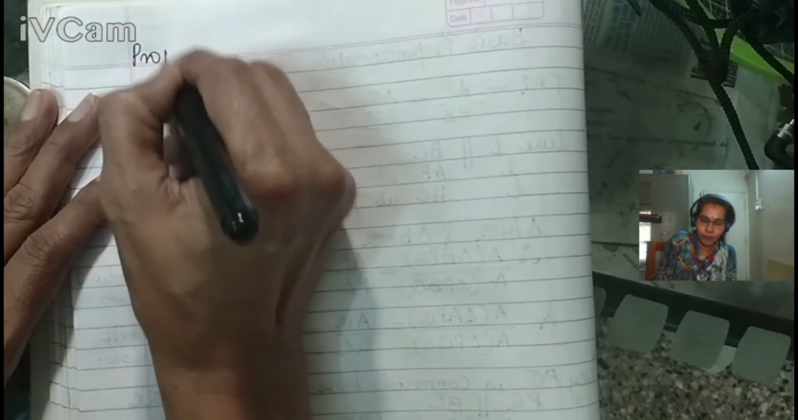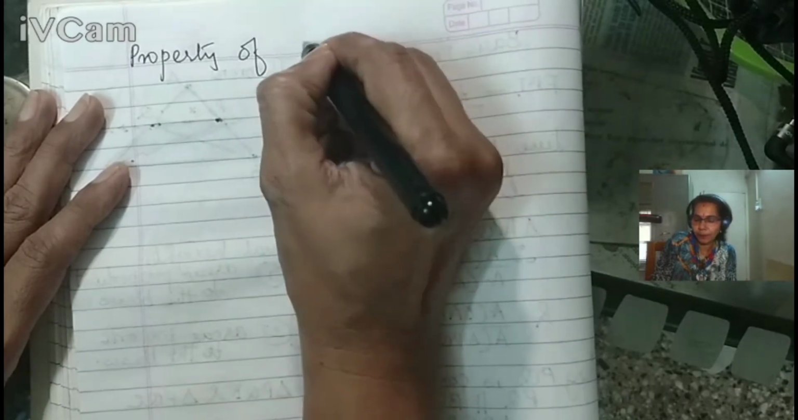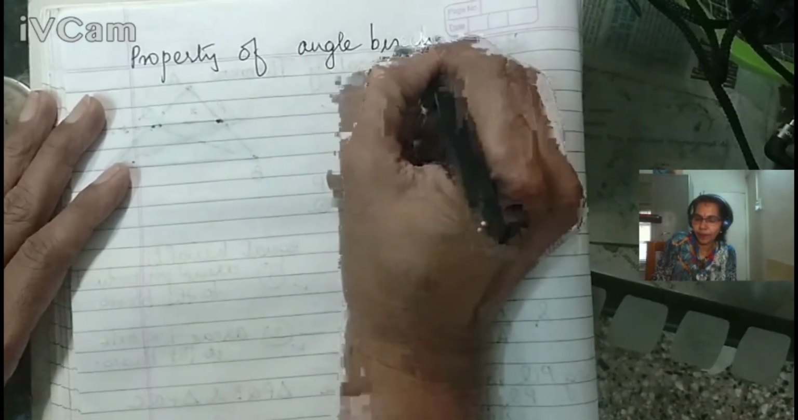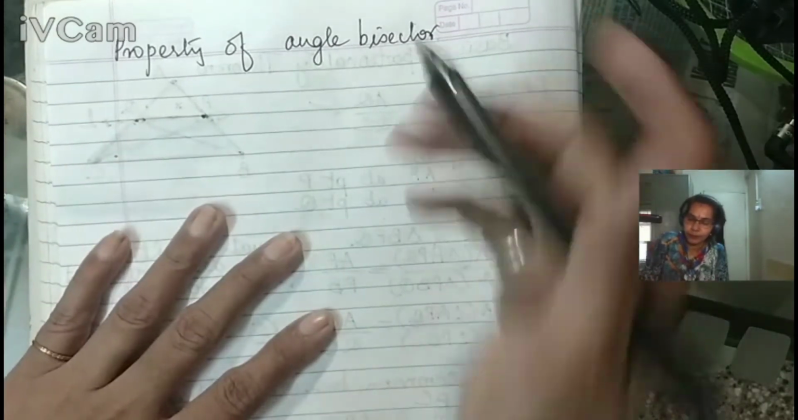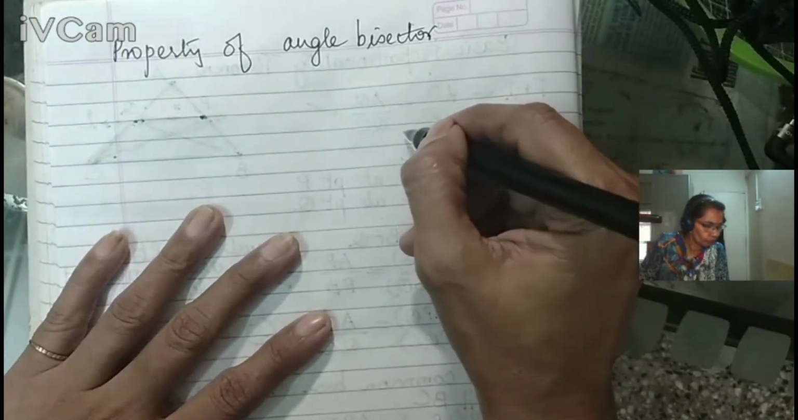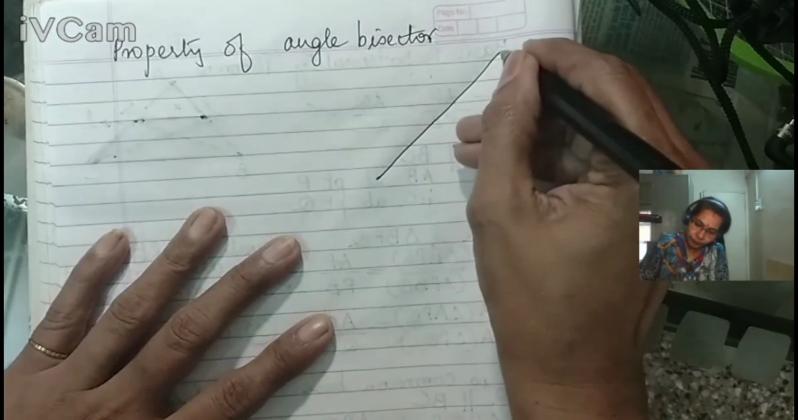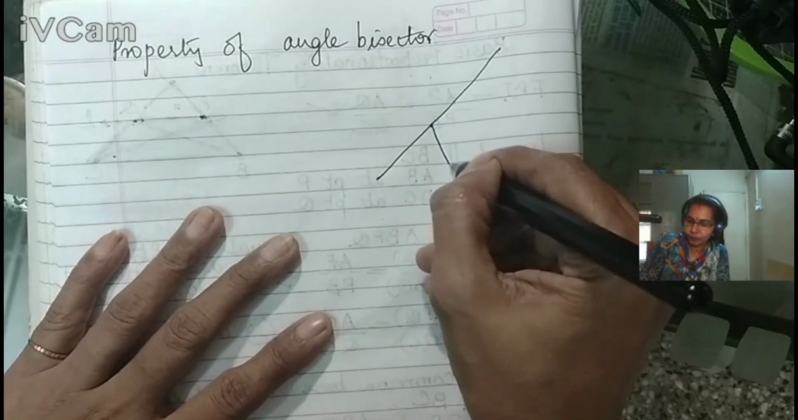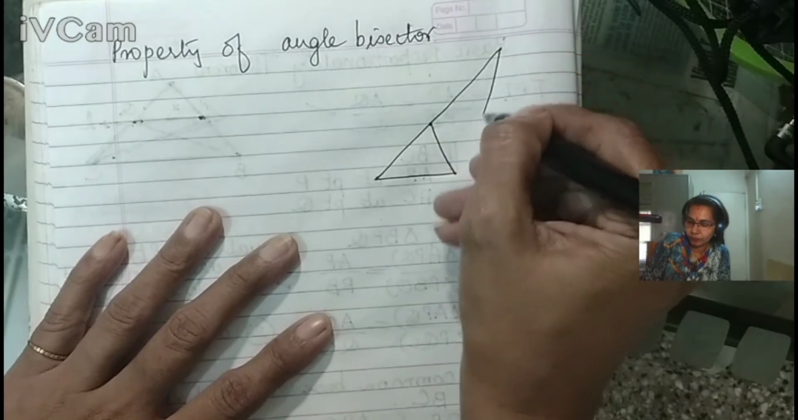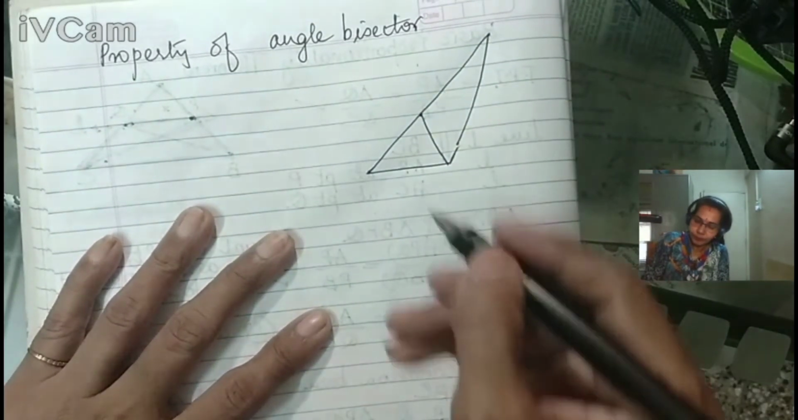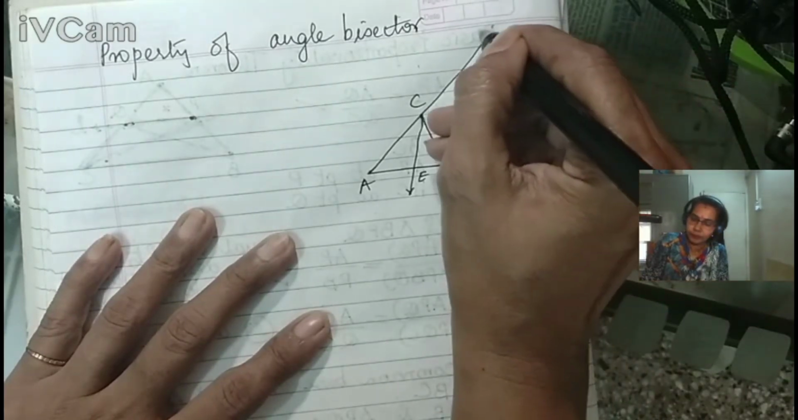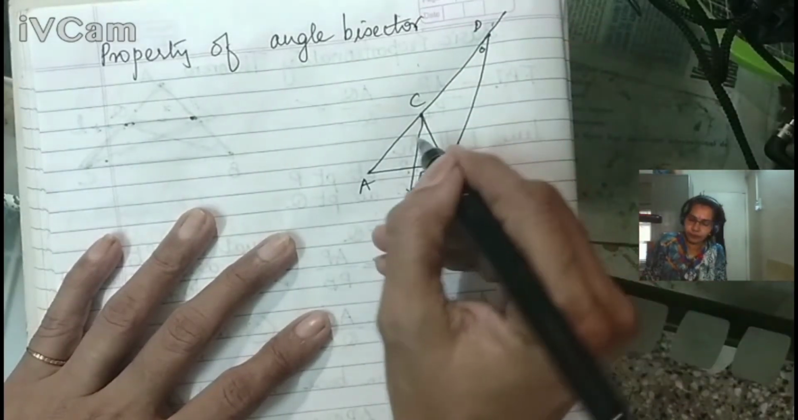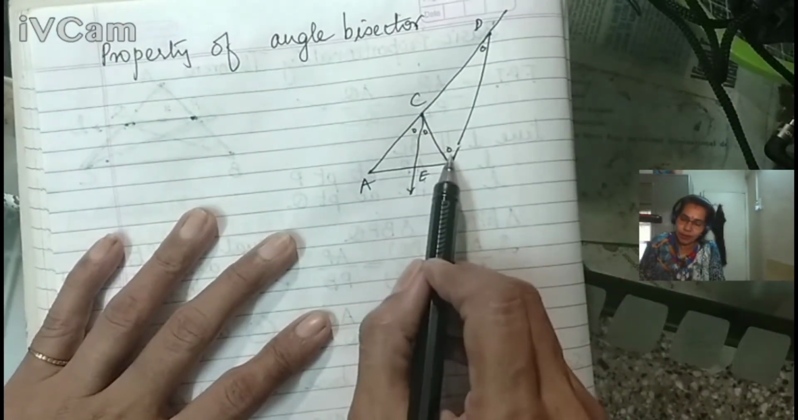Let us now go to understand the property of angle bisector, or we call it as the angle bisector theorem. There are some symbols shown in the diagram.